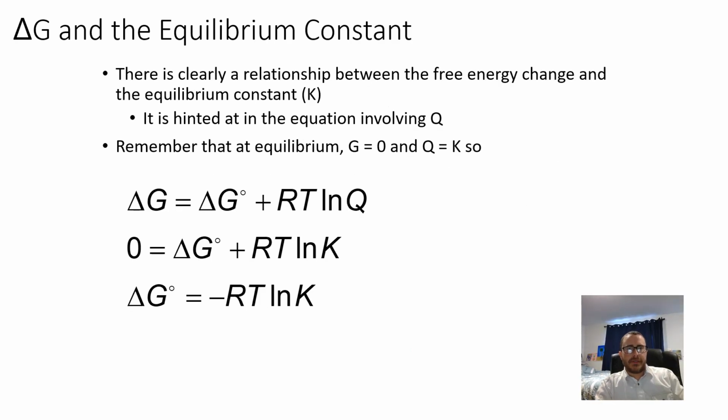From the previous few slides, we have noticed that there is a relationship between our Gibbs free energy, which is also a relationship between whether or not our reaction is spontaneous or not, and the concentrations or pressures of our reactants and products. And we showed that with the equation that our delta G is equal to delta G naught plus RT ln of Q.